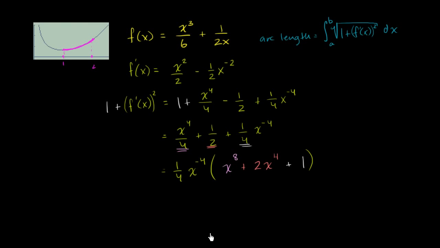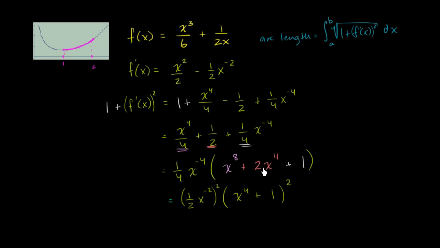And now this is looking interesting, because this right over here, we could rewrite as 1/2 x to the negative 2 squared. And then this over here, we could rewrite as x to the fourth plus 1 squared, right? X to the fourth times x to the fourth is x to the eighth. 1 squared is 1. The product of them times 2 is 2x to the fourth. So this over here is the same thing as that.